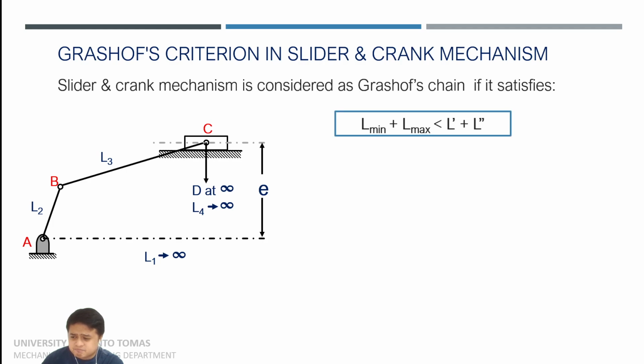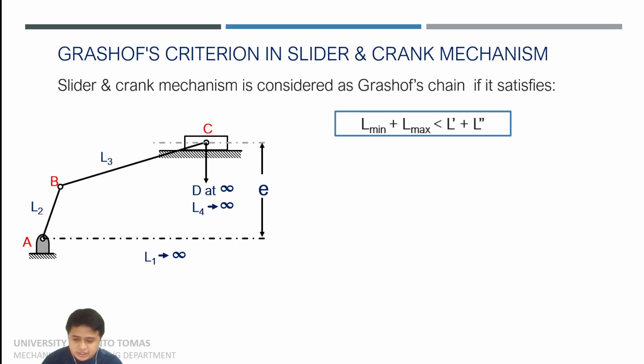Just to define, if a slider and crank mechanism is a Grashof chain, meaning we have to identify if A and B can fully rotate. If it is not a Grashof chain, then A and B cannot fully rotate. So we have to identify if this is a Grashof chain or not.